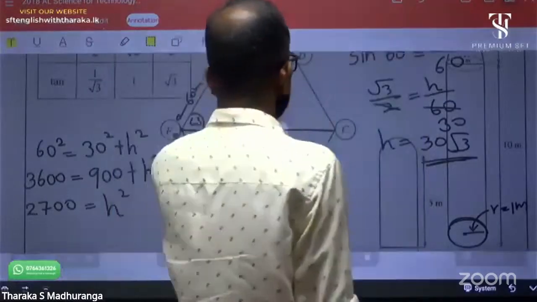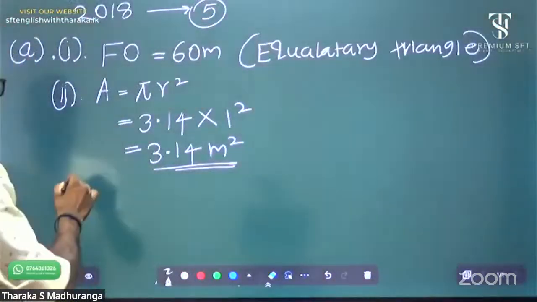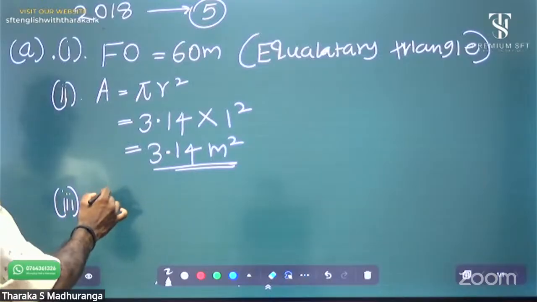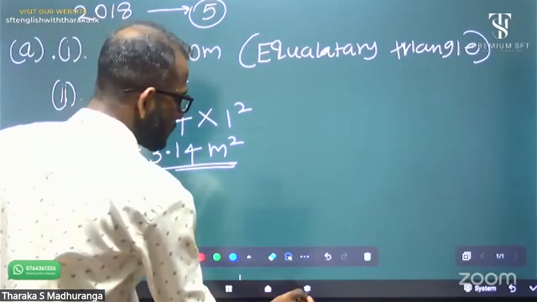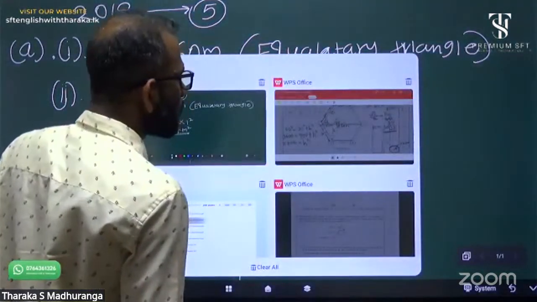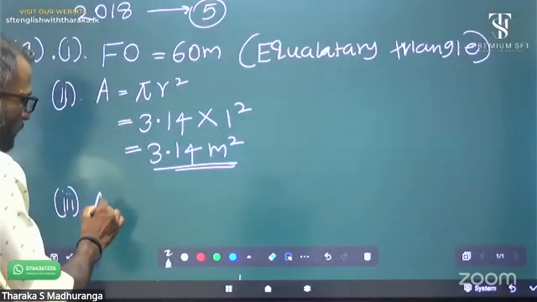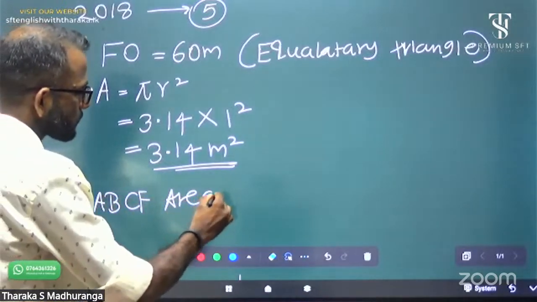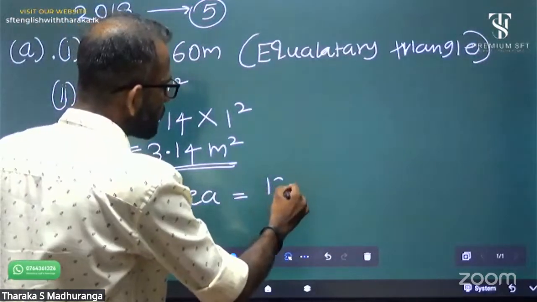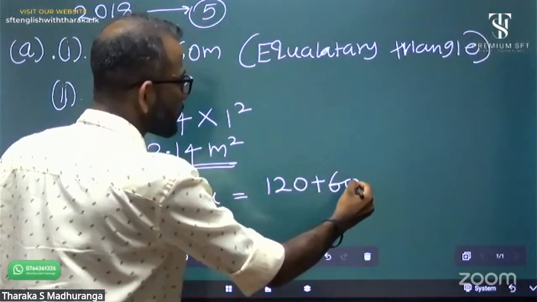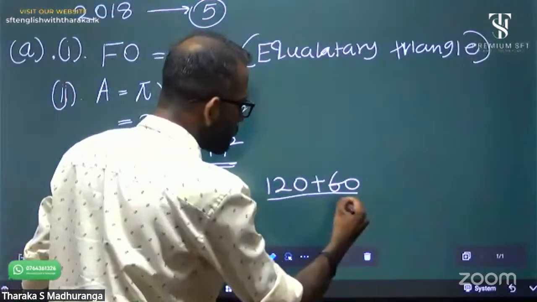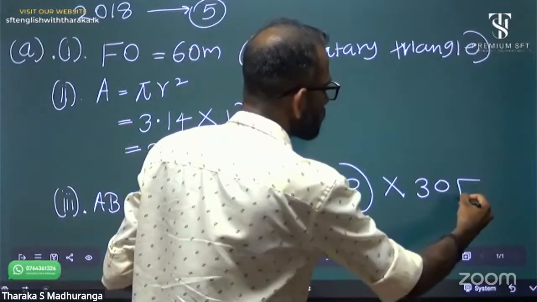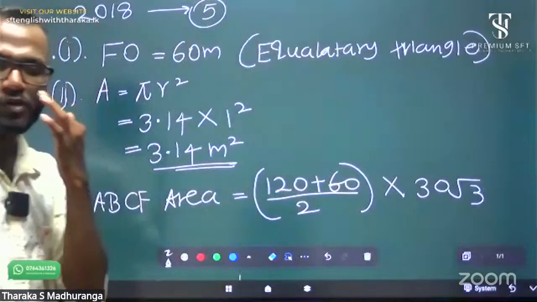Alright, third one. The question asks for the trapezium area, the ABCF area. ABCF area equals (120 plus 60) divided by 2, multiplied by the perpendicular height, 30 root 3.